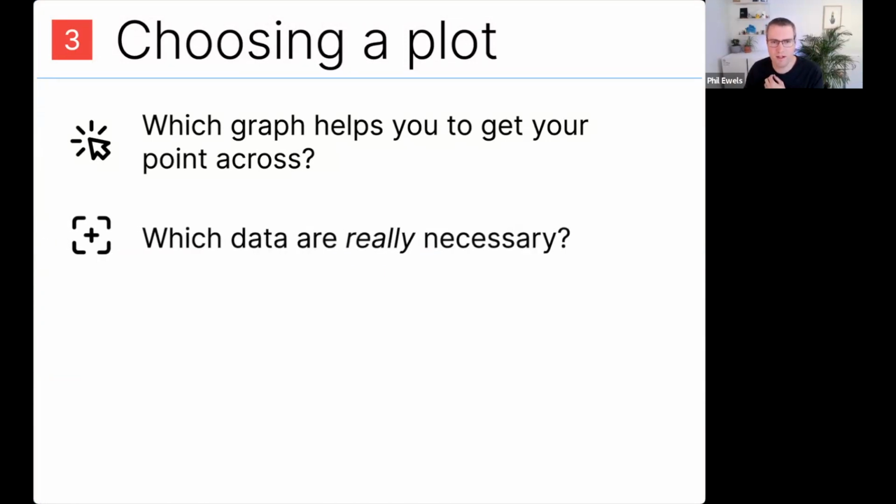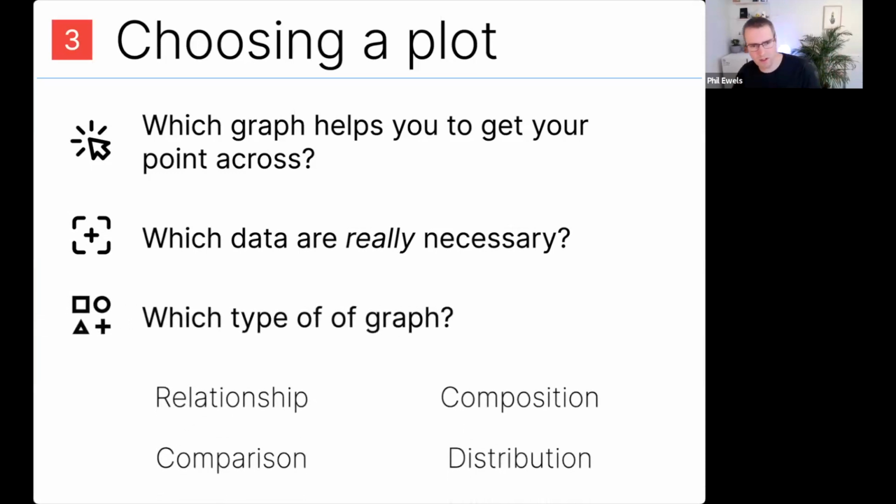An extension of that is which of my data are really necessary. I have all this data, which bits of that do I need to get my point across? The less data you show, the more effective your graph will be, within reason, of course. If you go too far, then people are not going to trust it, or you might miss something that's important. So find that balance. What can I remove from this graph without it losing anything?